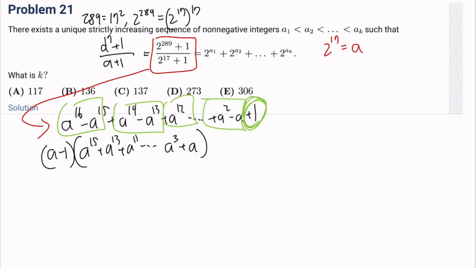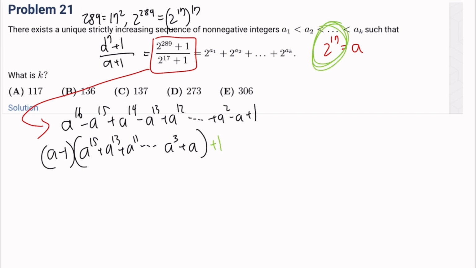And then so we had 1 left over, and so this is just plus 1. And now we can just put back the fact that a equals 2 to the 17th power, so this is 2 to the 17th minus 1 times, and then these would just all be separate numbers, right? Because this would be 2 to the 17th times 15th power, and then this would be 2 to the 17th times 13th power, all the way to just 2 to the 17th power, right?